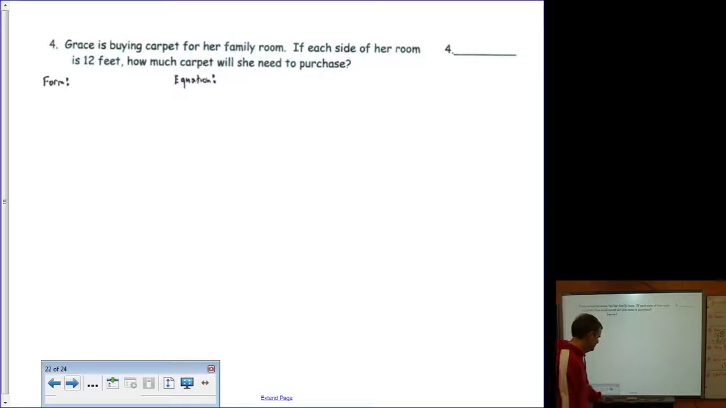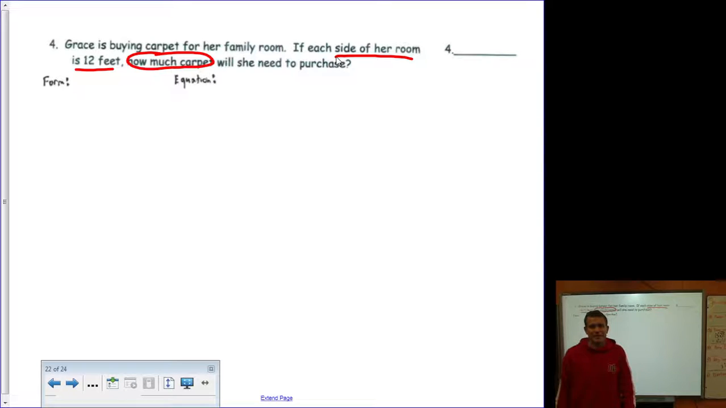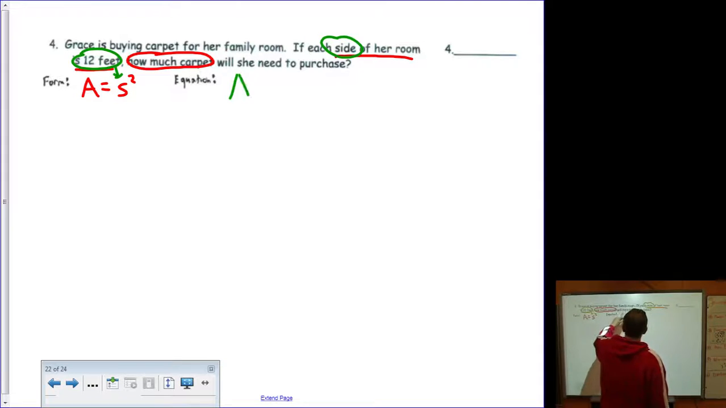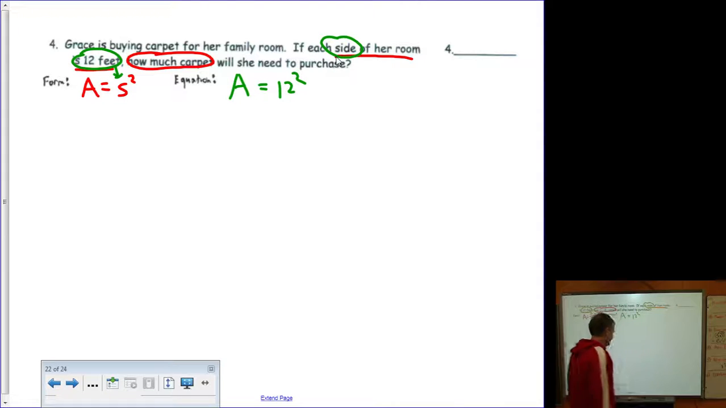And one more of these. Grace is buying carpet for her family room. Each side of her room is 12 feet. How much carpet will she purchase? Well, carpet covers, again, this is a little tough to see in this problem, but carpet covers area. You don't have a length of carpet, you have an area of carpet. So this is another area problem. My formula would be area equals side squared. And the equation I would use, let's see, this 12 feet is side length, right? So it would go in for S. And I would have A equals 12 squared for my equation.